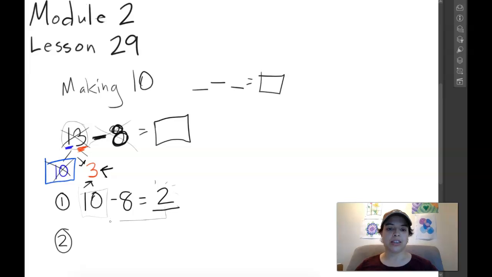So let's bring this 2 that we solved for. And then we're also going to bring down that 3 because we don't want to forget about it. So 2 and 3 is 5. And that, the end of step 2, is what gives us our mystery number.